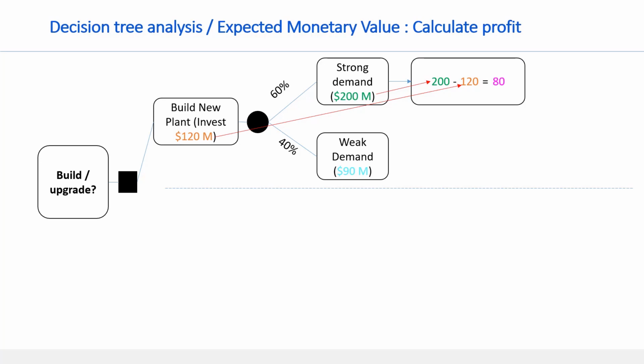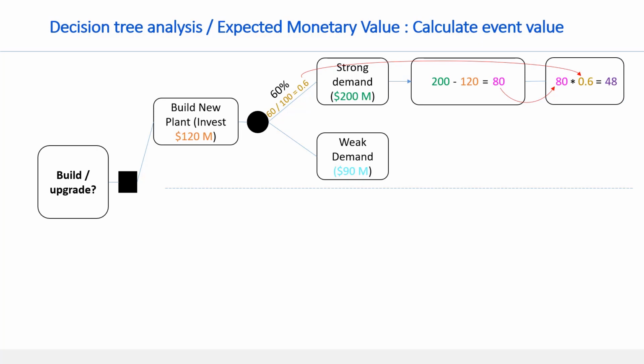It's the first step. This $80 million is not a 100% assured profit. The probability that this event can happen is only 60%. So to calculate the event value, we have to multiply the profit by the probability. Here the profit is 80. Let's convert the 60% into decimal, which is 60 divided by 100 equals 0.6. By multiplying with profit, we get 80 multiplied by 0.6, which is 48. This gives the calculated event value.